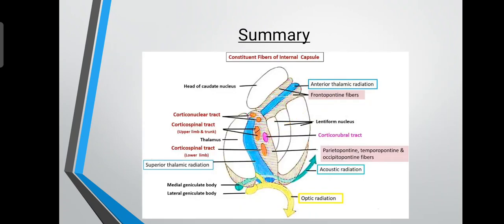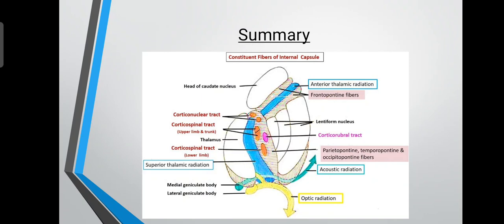To summarize, the internal capsule is a type of projection fiber. It is a V-shaped compact bundle of white matter fibers which continues from the corona radiata, and it has an anterior limb, genu, posterior limb, retrolentiform part and sublentiform part. It lies between the caudate nucleus and thalamus medially and lentiform nucleus laterally. The ascending fibers passing through are the thalamic radiation, and the descending fibers are the corticopontine, corticonuclear and corticospinal fibers.